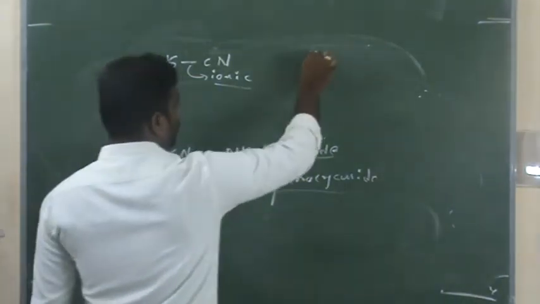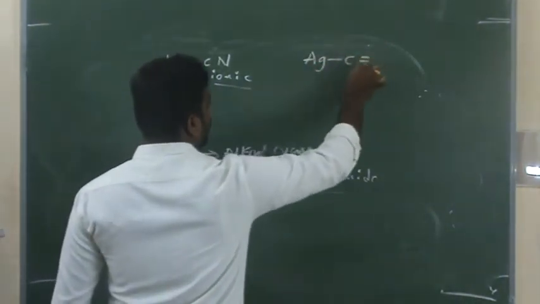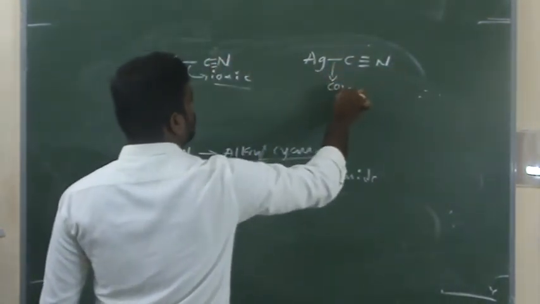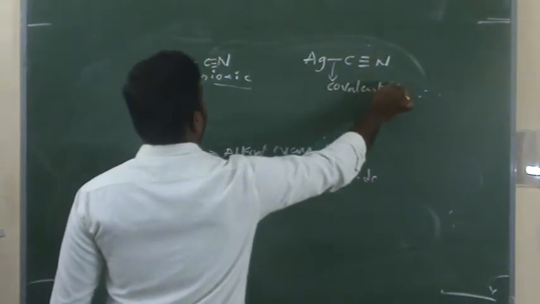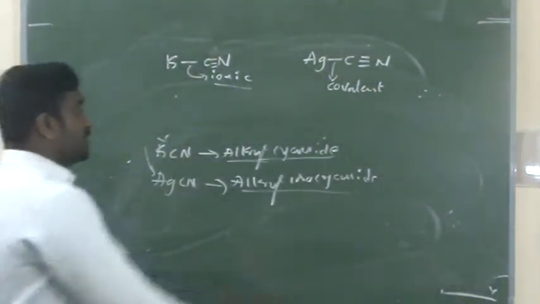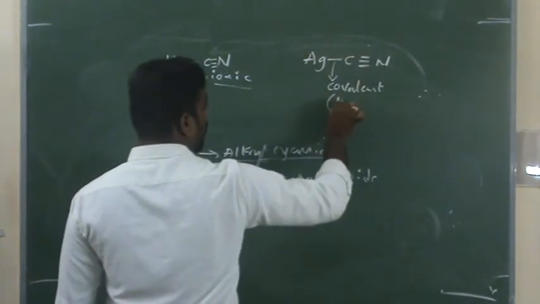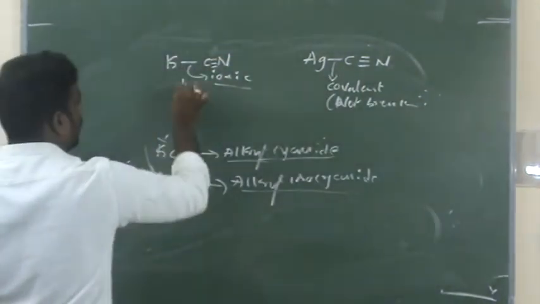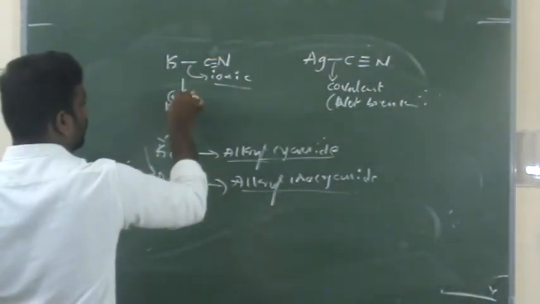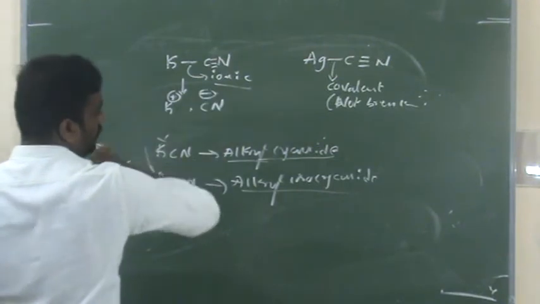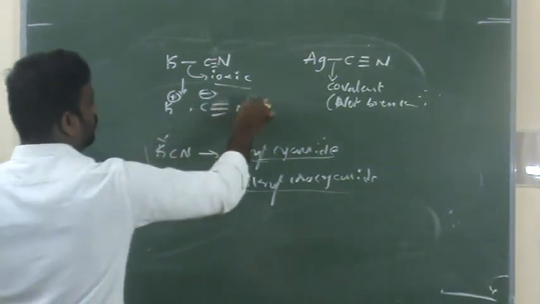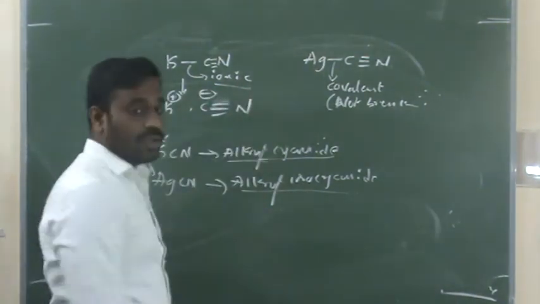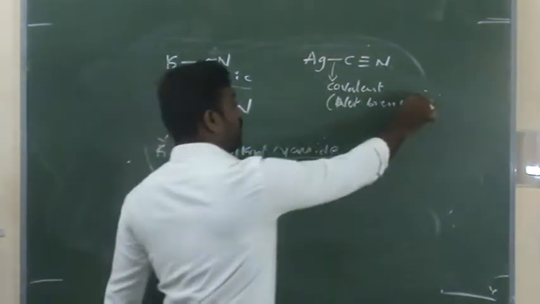But when you come to AgCN, the bond between the Ag and C is covalent. It means this bond is not possible to break. But this other bond you can easily break, and we get K plus and CN, C triple bond N. There is a negative charge, there is a positive. But this bond we can't break. Why? Because this is a perfect covalent bond, not possible to break.